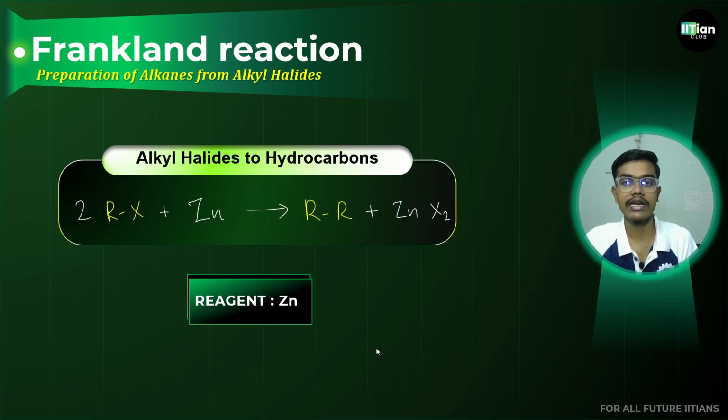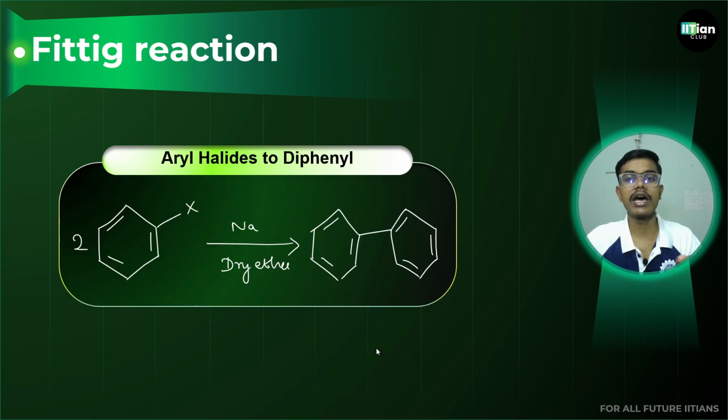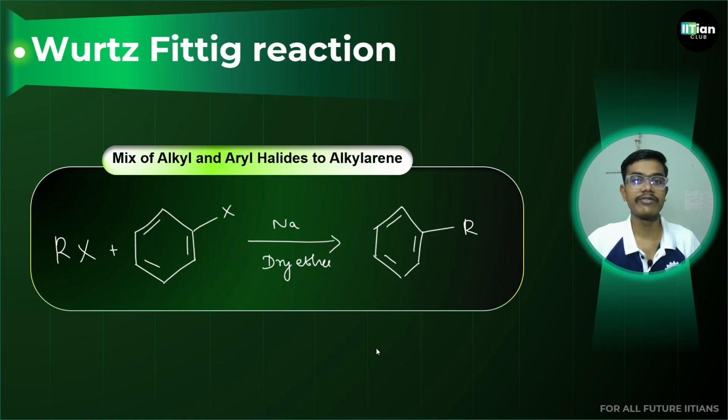Then we have the Franklin reaction wherein you will be using zinc instead of sodium in dry ether, and you'll be getting a similar product, a hydrocarbon, over here as well. Next you have the Fittig reaction wherein you will have aryl halides turning to diphenyls, and the reagent is the same as the Wurtz reaction, sodium and dry ether. And then you have the Wurtz-Fittig reaction where a mix of alkyl and aryl halides turns to alkylarene, that is, one alkyl halide and one aryl halide in the presence of sodium and ether giving this product.